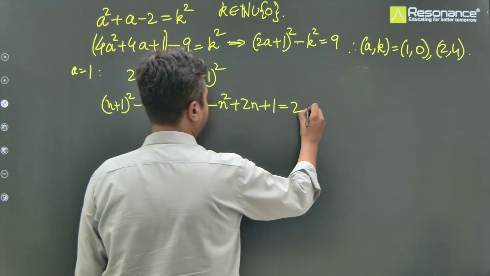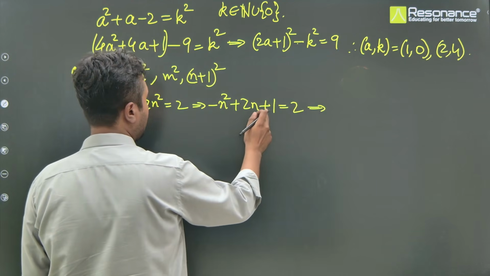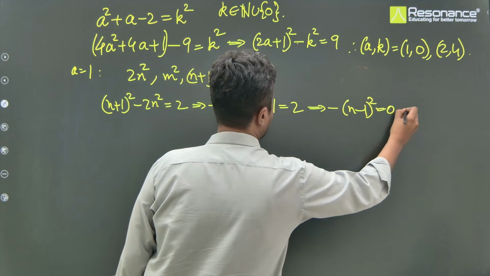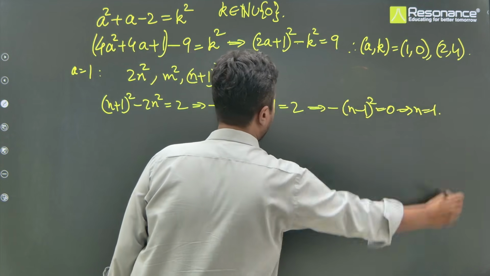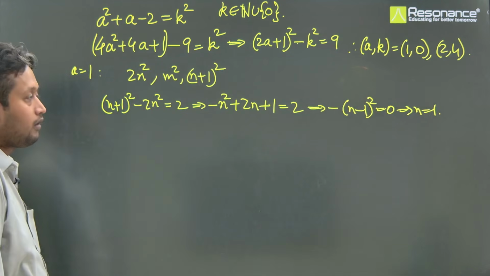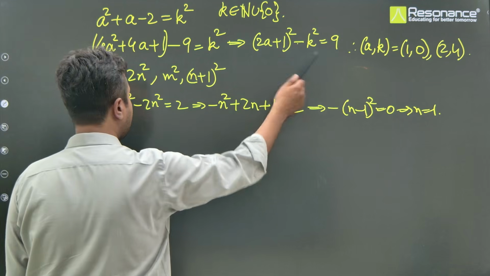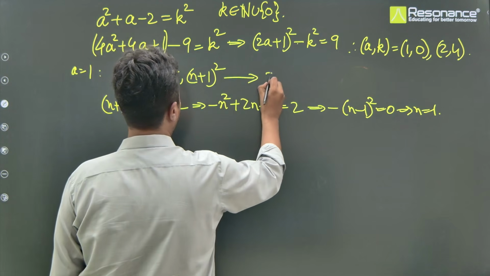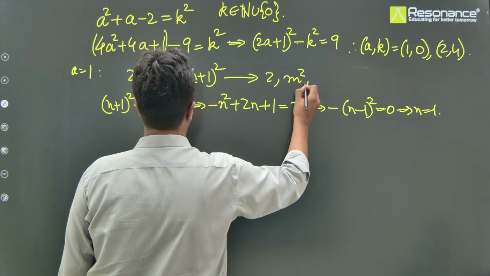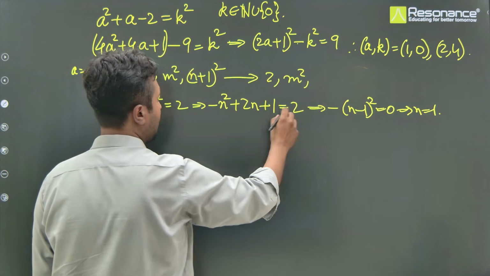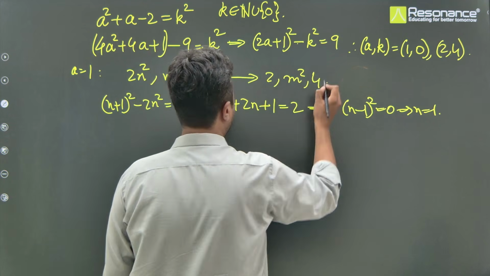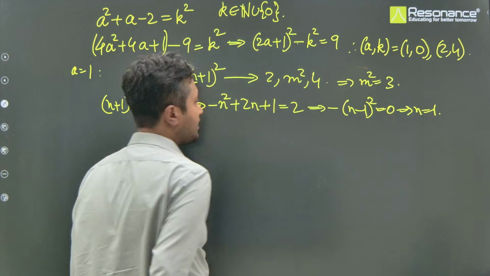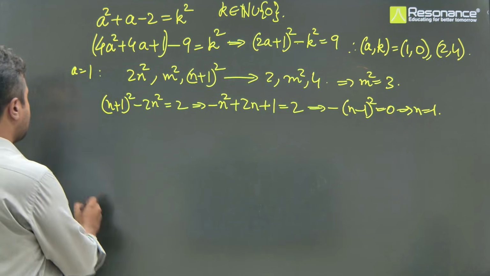Yeah, that looks right. So you take that 2 over here, you get minus of (n minus 1) whole square is equal to 0, which means n is forced to be 1. Okay. Oh yeah, that's what we got before. So here you would say this should look like 2m square and (n plus 1) whole square, which means 2 square, and that is 4, meaning m square in this case is 3. That's a consecutive integers. So that's the story.